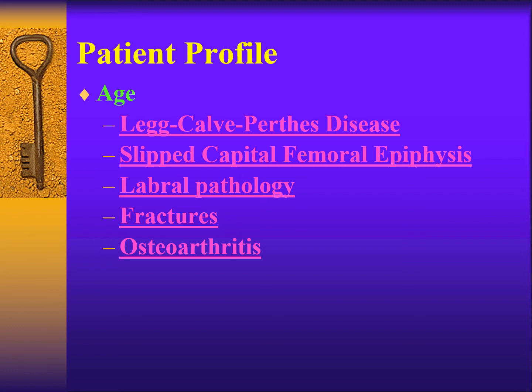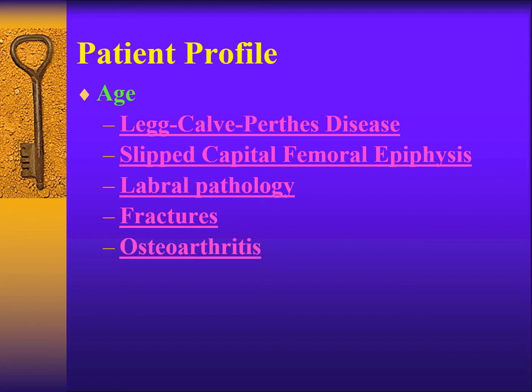Labral pathology is another pathology that we typically see in younger individuals, especially those involved in athletics who particularly stress the hip. We could see labral pathology in older individuals as well, in more of a degenerative fashion that would go along with hip osteoarthritis, but we would certainly see this in younger athletic individuals. Fractures can happen at any age.